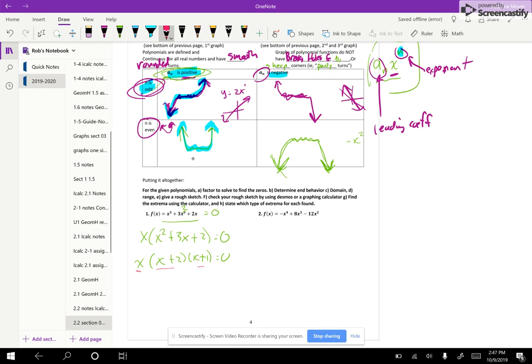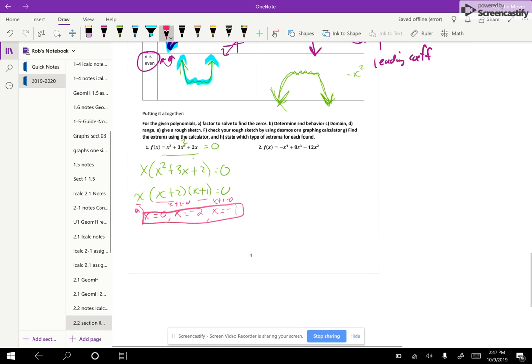Now we have three possible zeros over here. We have x equals 0. If we solve for this one, we're going to get x equals negative 2. We're going to get x equals negative 1. You may need to write that step out. X plus 2 equals 0, then subtract 2. X plus 1 equals 0, and subtract 1 from both sides. Okay. So here's our zeros, right? That's our A.